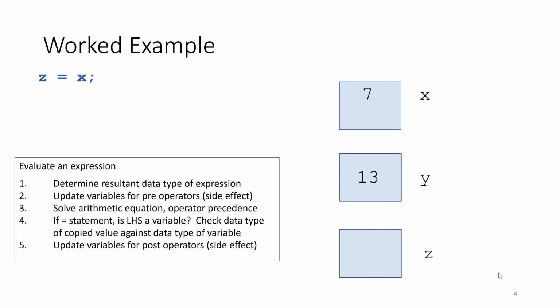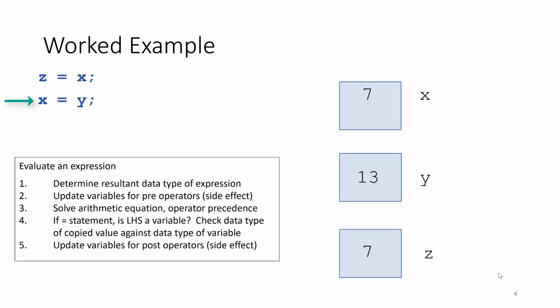Looking at the next statement, we have z is assigned the value x. The resultant data type of the right-hand side is an integer, as x was declared an int. The data type on the left-hand side, z, is int. So we are looking to copy the expression from the right-hand side, x, into the variable z. So the value 7 is now copied into the variable z.